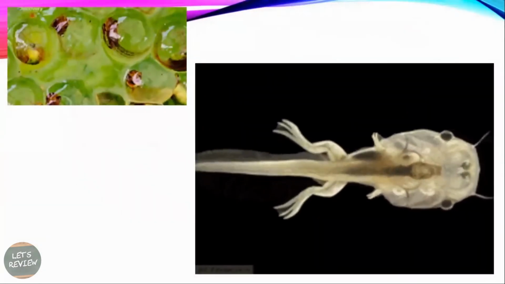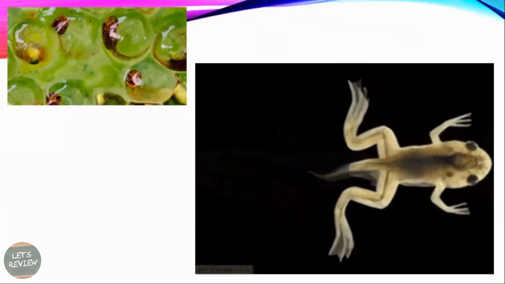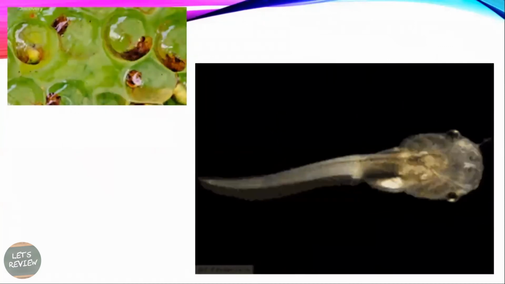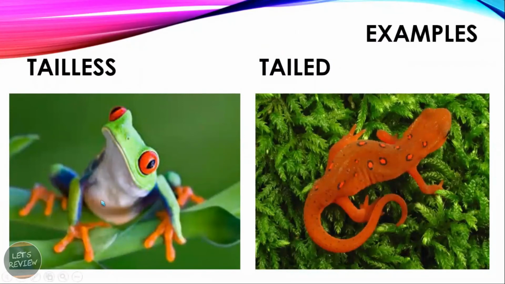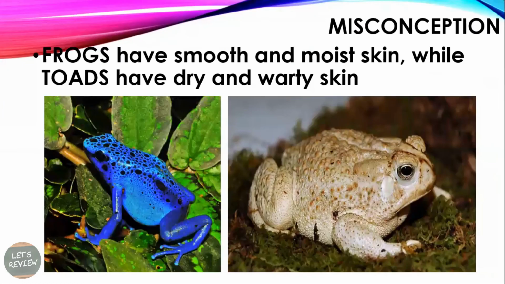Take a look at this. Look at the body, how it forms and develops from baby into adult. See that? Here are my examples, whether they have tails or they don't: tailless and tailed. Frogs, look at this misconception that I want you to be familiar with. Frogs have smooth and moist skin. You're going to call it a frog if it has smooth and moist skin, and if it has dry and warty skin, call it a toad. Is that clear to you?